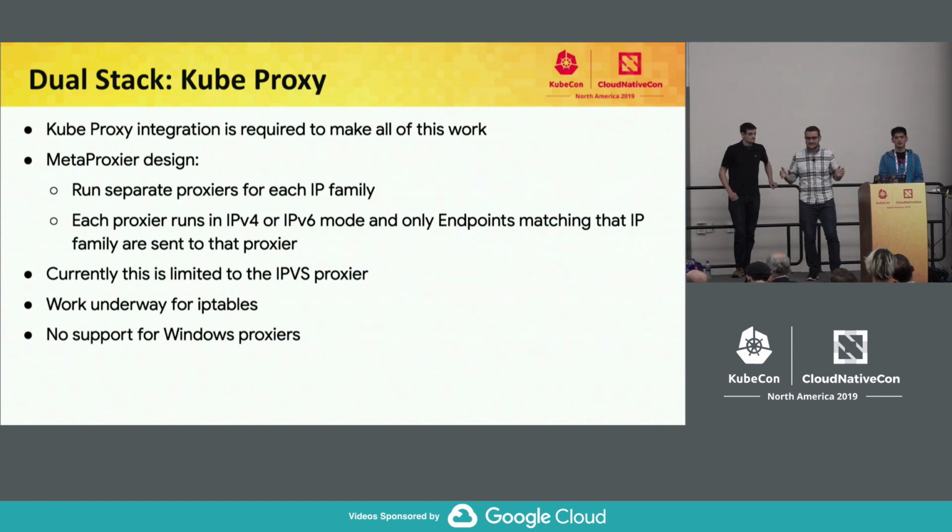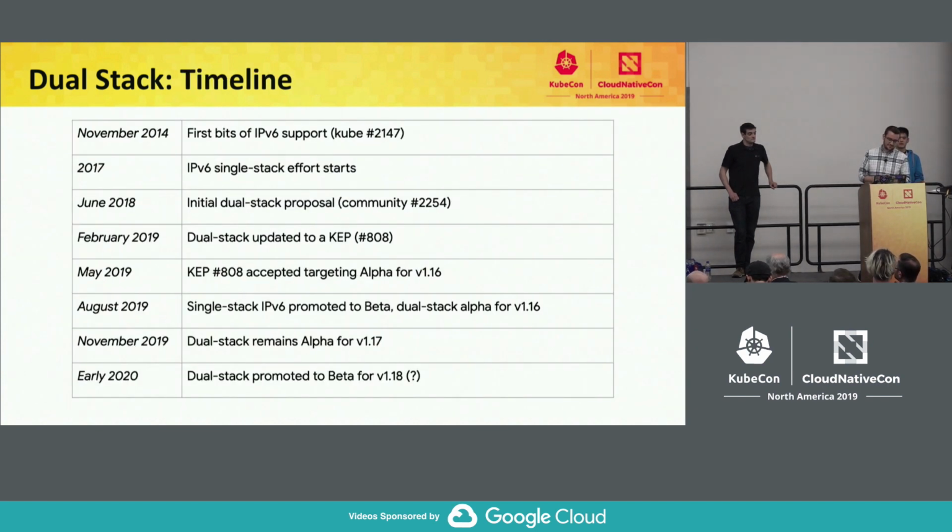Currently, that implementation is limited to the IPVS proxier, but there's some great work underway for iptables support, and although there's no support for Windows proxiers, I think we hope that can happen soon.